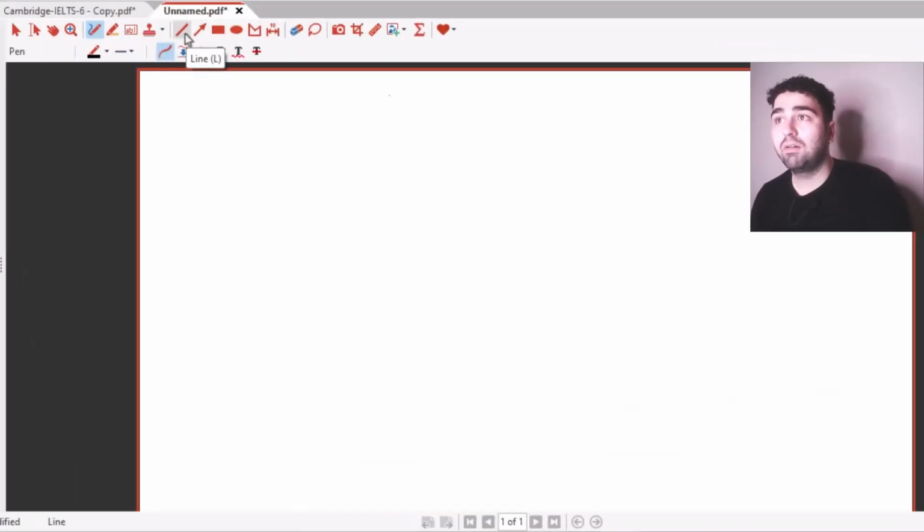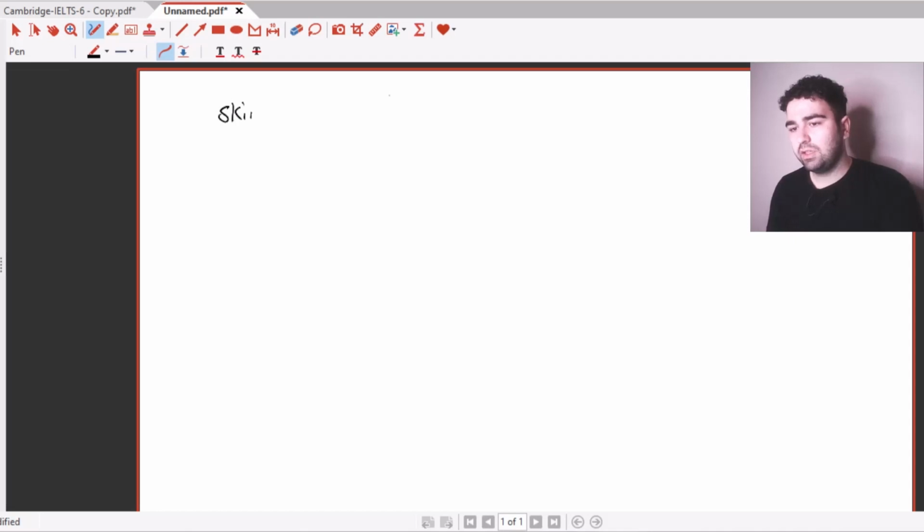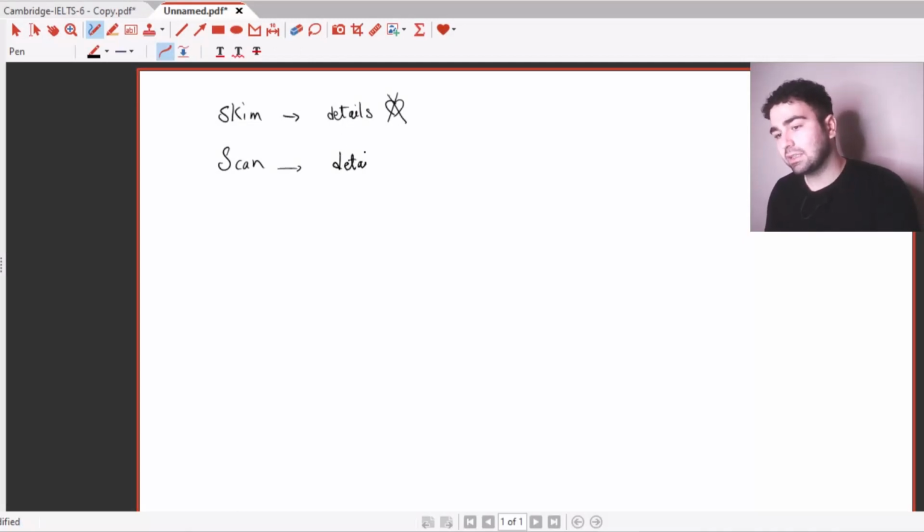So right now I'm going to explain skimming, scanning, and their usages in practice. Up to now we know that there are two types of reading the text. First one is skimming, the second one is scanning. While we skim, you're not into details. But when you're scanning, you're going to find details about something that you're looking for.